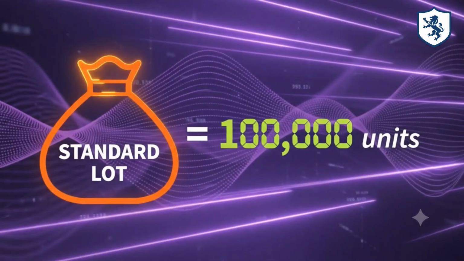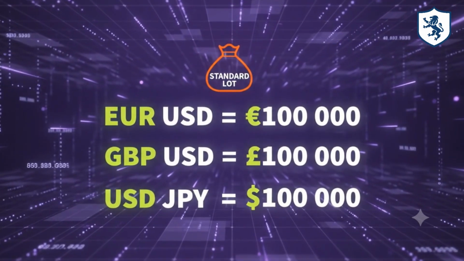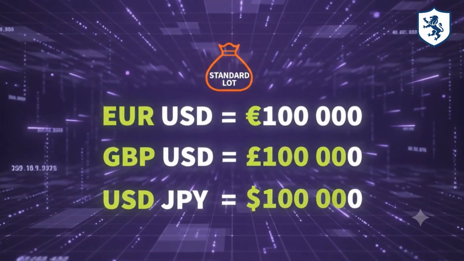One standard lot is equal to 100,000 units of the base currency. Here are a few examples. The other two types of lots are the mini and the micro.